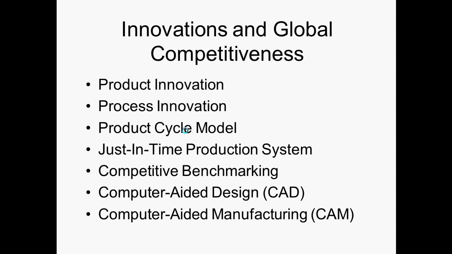Just-in-time production system. This is something that the Japanese pioneered, and that was quite successful there back in the 70s, so it got imitated in many other parts of the world. This is the idea that you've got a production system where the parts that you need arrive just in time to be put into your production process.